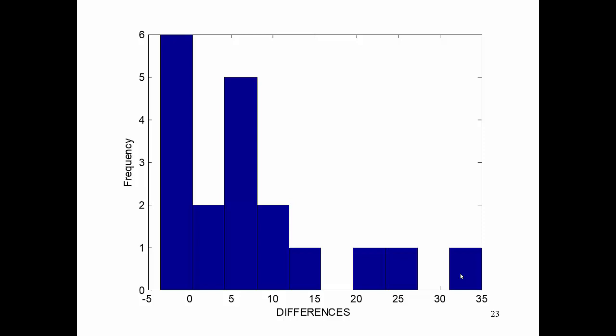So the question is, is this significant evidence of an increase? It certainly looks like it is, but you can see the distribution is very skewed. It's a very small sample, so we might not trust the p-values you got from the parametric test.